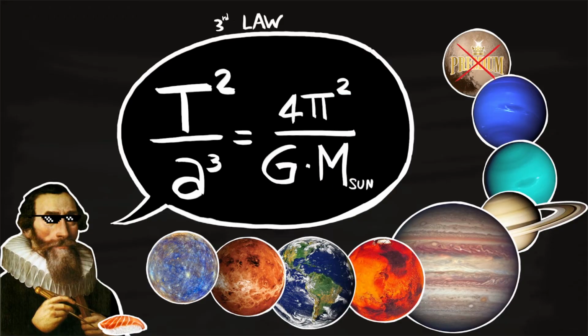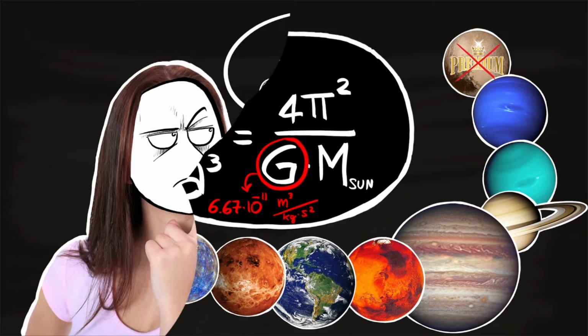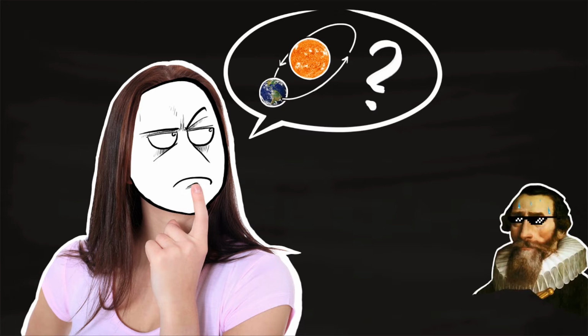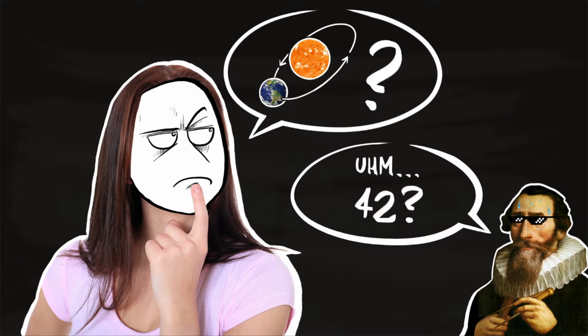This value is 4 pi squared over G times the sun mass. G is a tiny number, 6.67 times 10 to the power of minus 11. And you're gonna see it again pretty soon, so watch out. However, people asked Kepler, "Kepler, my dude, but why do planets move around the sun?" But Kepler skipped that lesson and he failed his physics class.